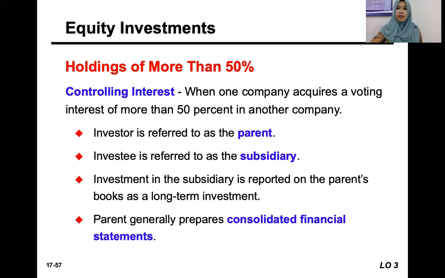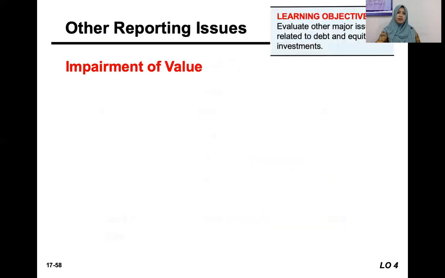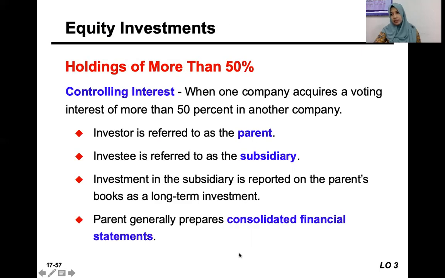Okay, and the parent needs to prepare the consolidated financial statements. Please check the financial statements of any big company, listed company mostly. They normally have many subsidiaries. So their financial statement will have different columns: parent, subsidiary, and consolidated. So they have three different amounts to be reported for all the items on the financial statement.